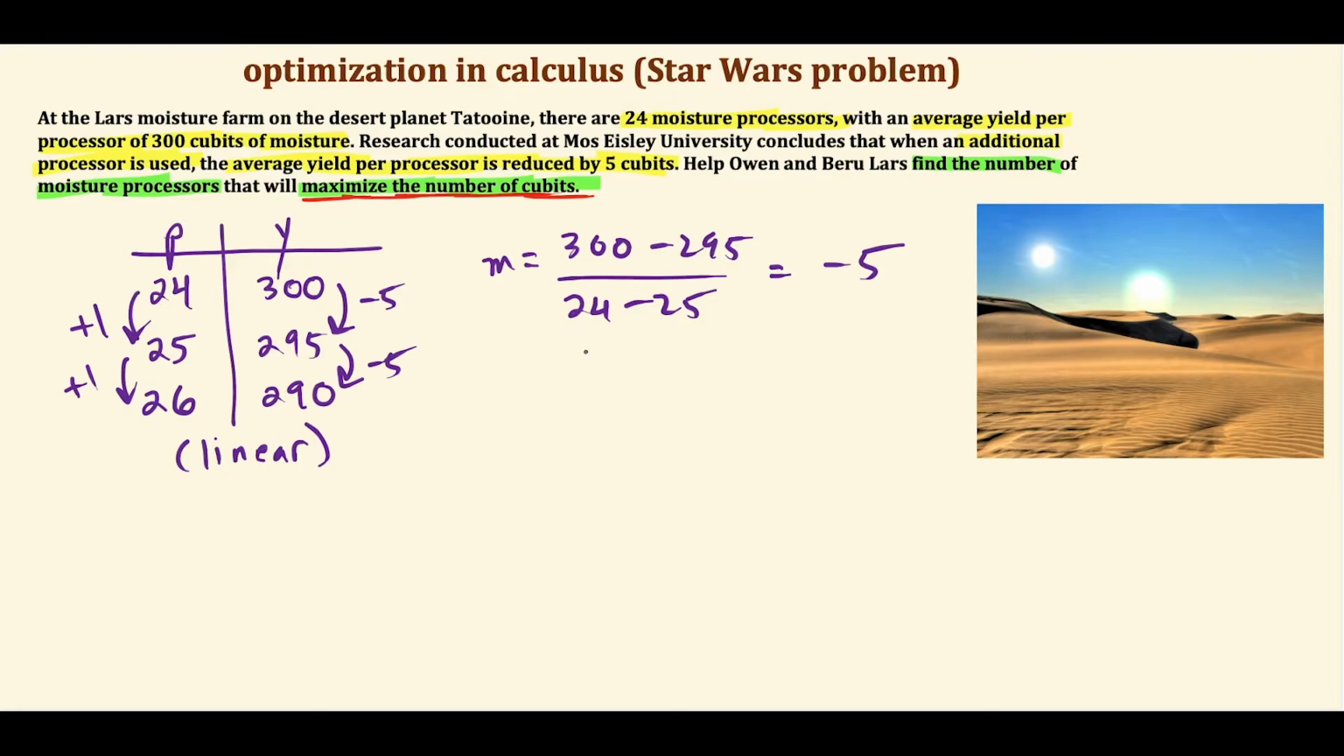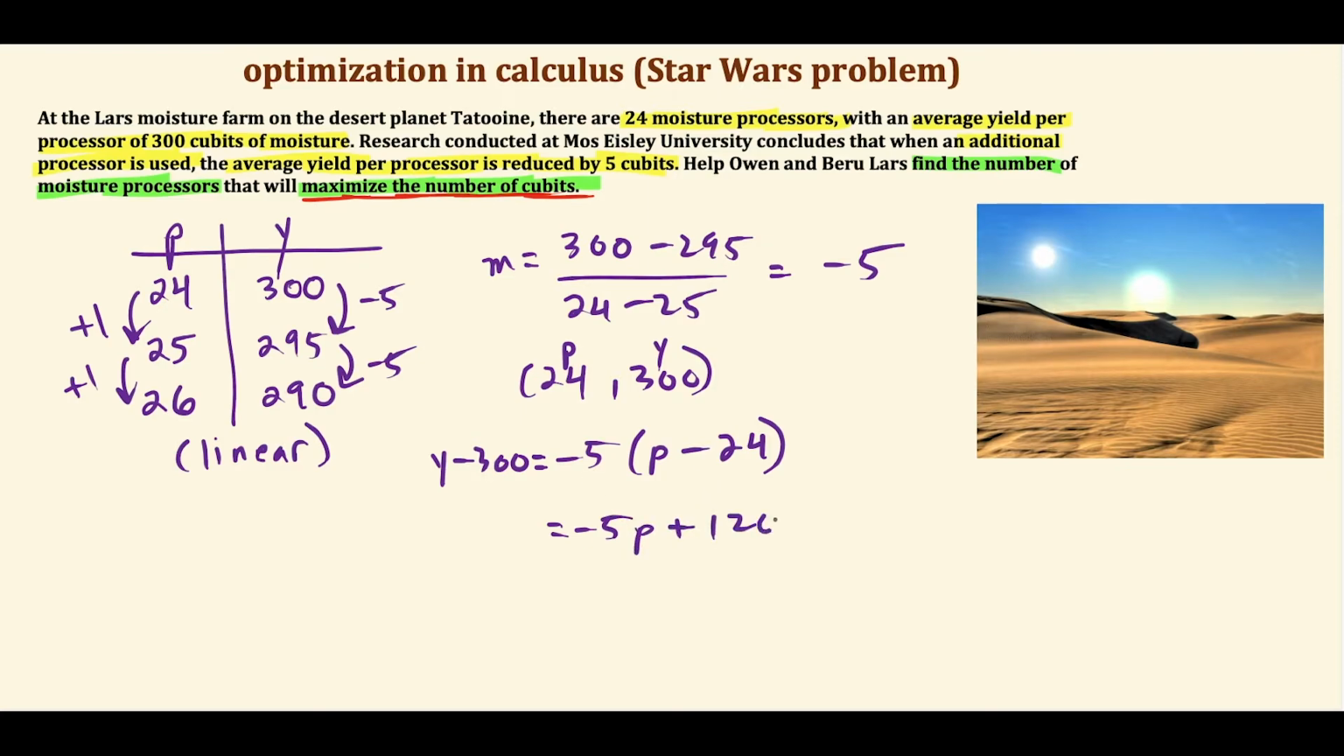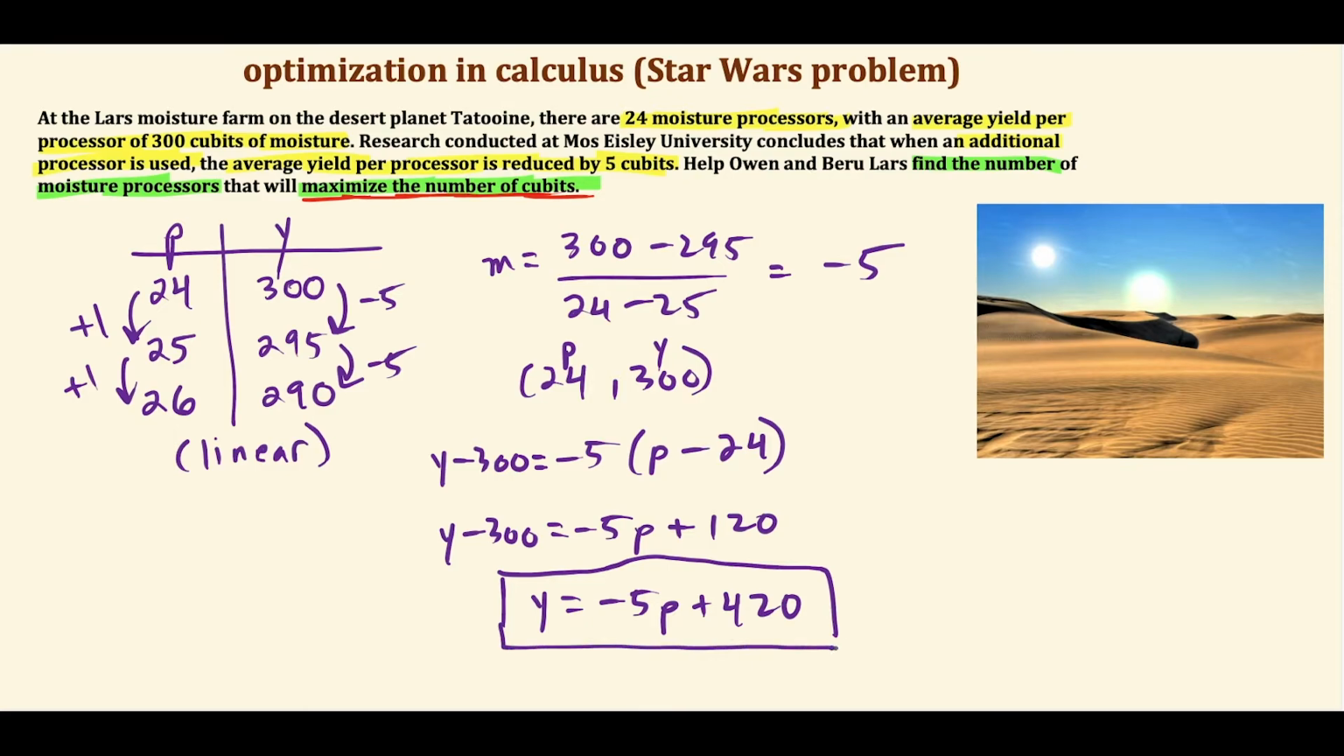So now what I'm going to do is take, let's say, the point 24, 300. And this is P and this is Y. I'm going to write the equation of a line with slope -5 through this point. So we would have Y minus 300 equals -5 times P minus 24. So if I solve this for Y, I have -5P, -5 times -24 is plus 120, and we've got Y minus 300. So to solve for Y, just add 300, and we've got Y equals -5P plus 420. So this equation here is a very important piece of the puzzle. This is going to help us answer this question at the end.